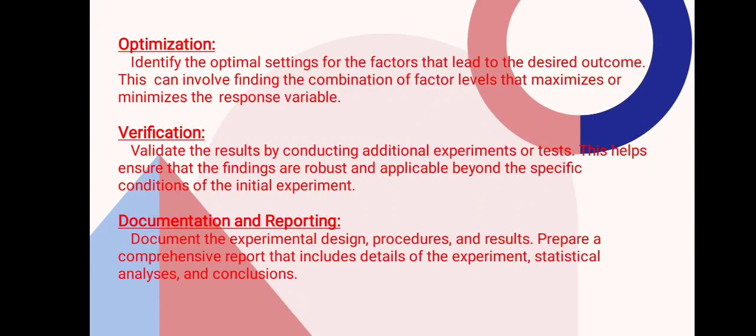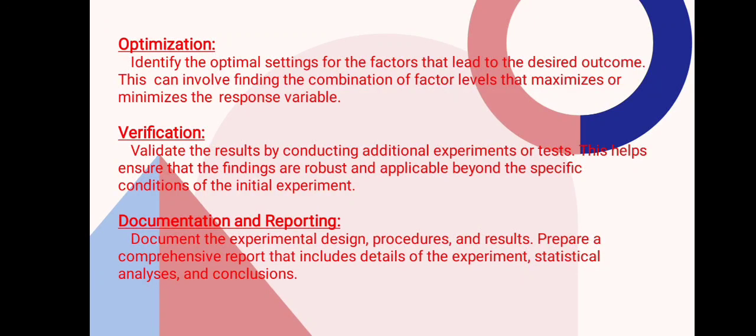Next is optimization. Identify the optimal settings for the factors that lead to the desired outcome. This can involve finding the combination of factor levels that maximizes or minimizes the response variable. So optimization is important because it helps to improve the performance of a system, process, or model, and can also help to reduce costs, increase efficiency, and improve the quality of the results.